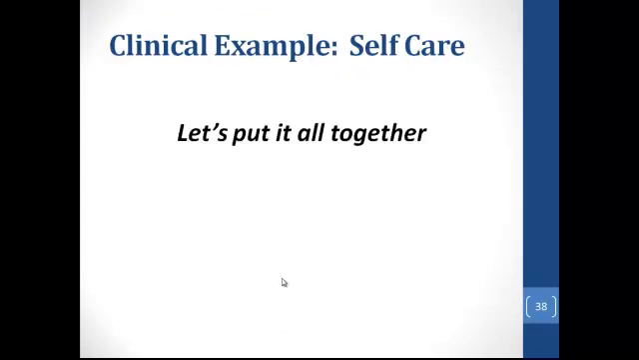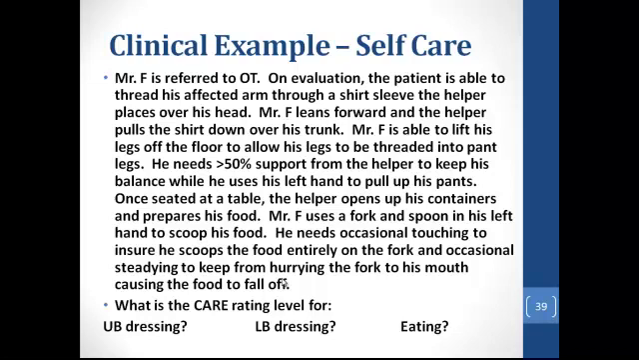Now let's take a patient example that involves more than one item and put it all together. Mr. F is referred to OT. On evaluation, the patient is able to thread his affected arm through a shirt sleeve that the helper places over his head. He leans forward, the helper pulls the shirt down over his trunk. Mr. F is then able to lift his legs off the floor to allow his legs to be threaded into the pant legs. He needs greater than 50% support from the helper to keep his balance, while he uses his left hand to pull up his pants.